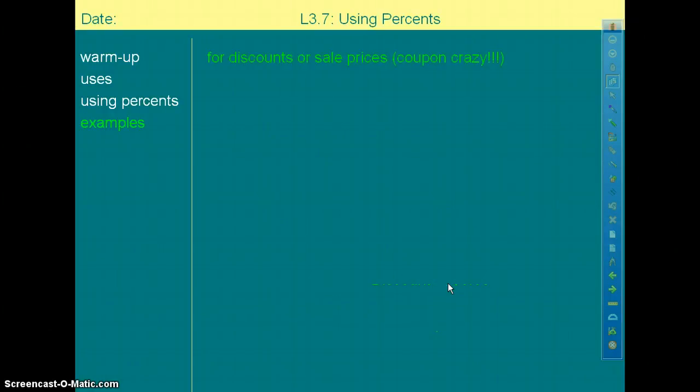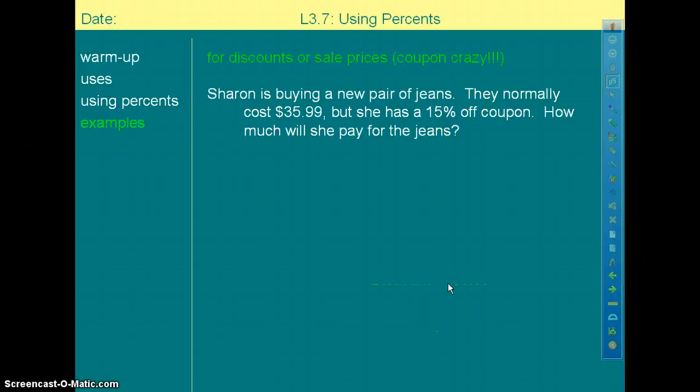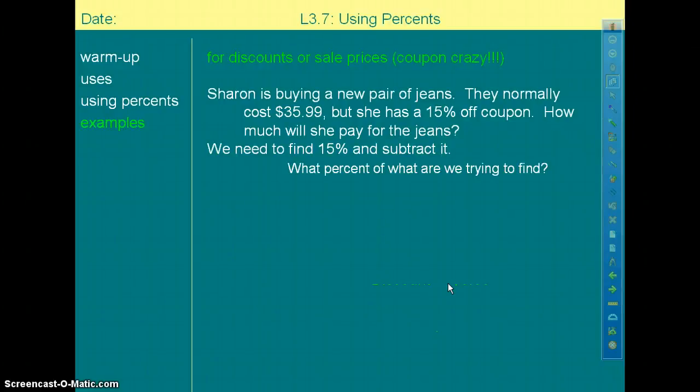We can also see examples for discounts or sale prices. For example, Sharon is buying a new pair of jeans that normally cost $35.99. She has a 15% off coupon. How much will she pay? We need to find 15% and subtract it. What percent of what are we trying to find? 15% of $35.99. Write the percent as a decimal, 0.15. Define the original quantity, the original cost of the jeans. Set up the formula.